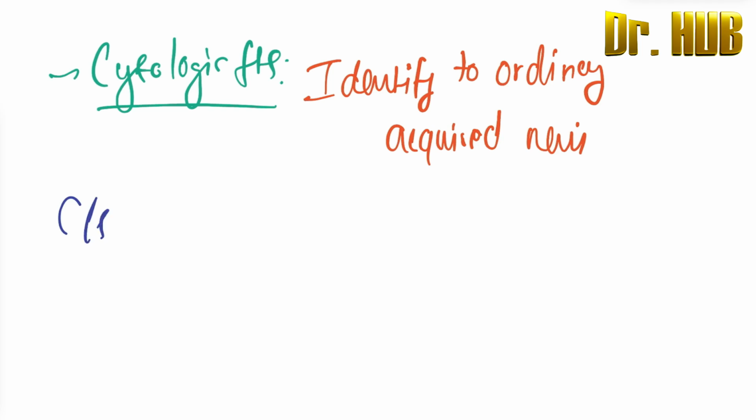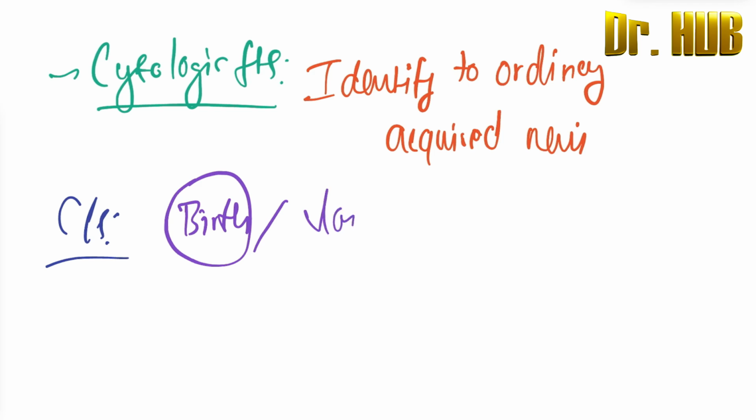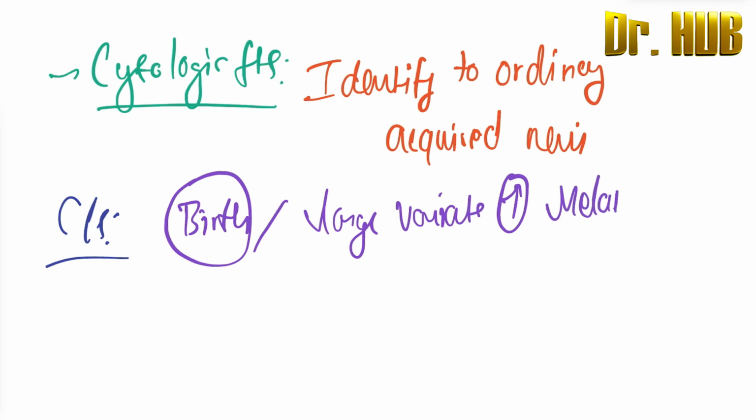Next, what is the clinical significance of this? The clinical significance of congenital nevus is that it is present at birth, and large variants have increased melanoma risk.